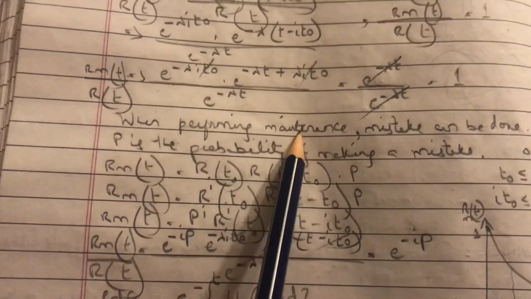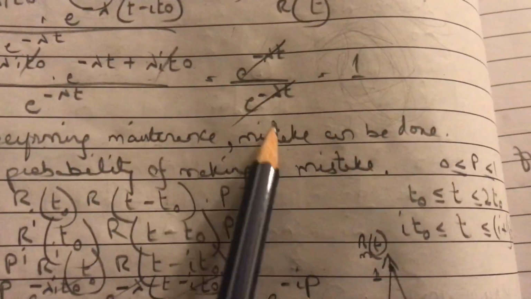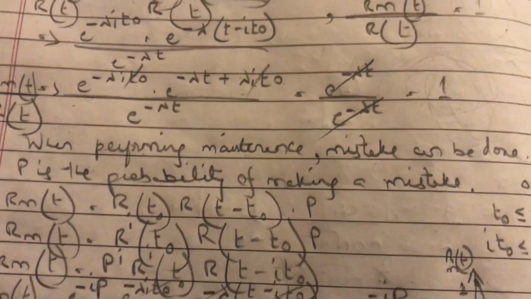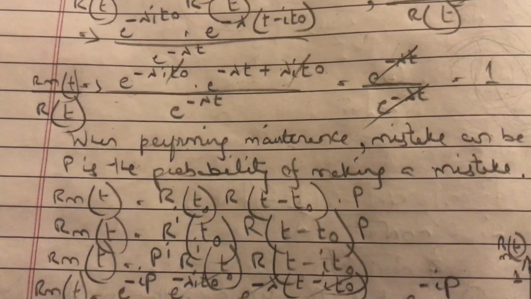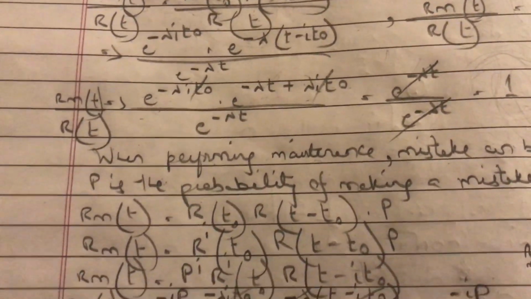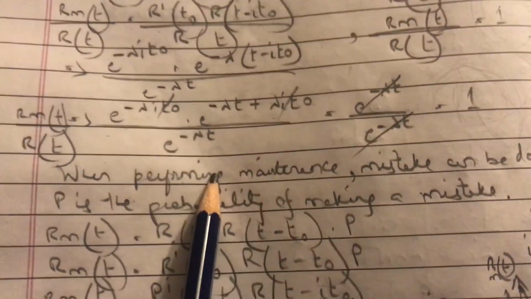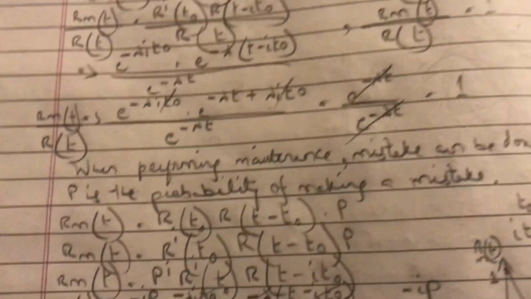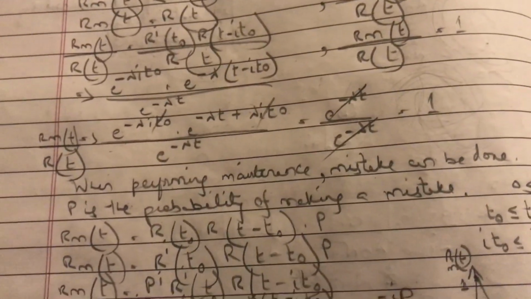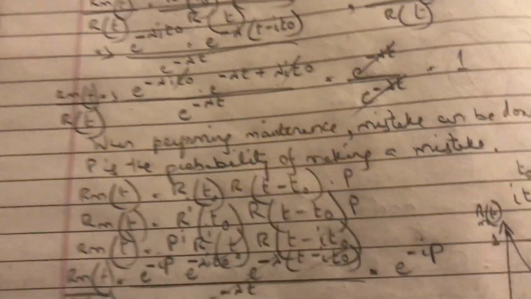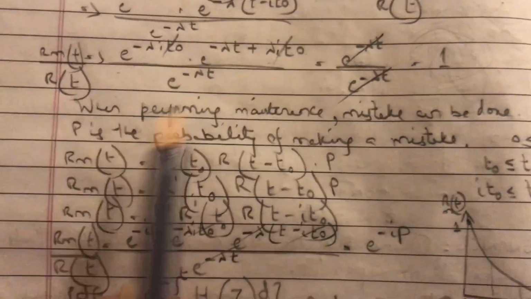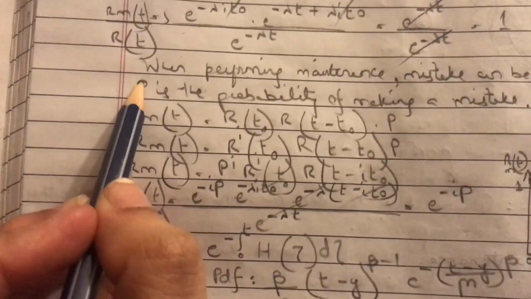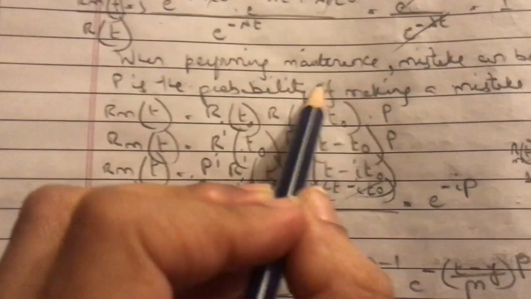Now we say that when performing maintenance, a mistake can be made. So this is the actual thing. First we say that we are performing maintenance on a component. Then, when we are performing maintenance, it is obvious that a mistake can be made during that maintenance. Being human beings, mistakes can be made by anyone. So that's why we are taking the mistake here. We take P as the probability of making a mistake.